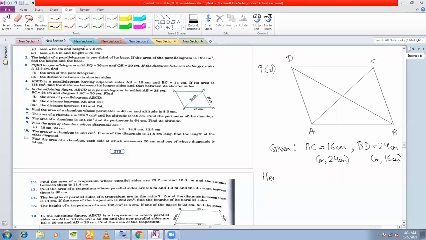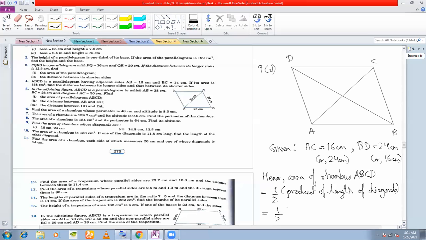Hence, area of rhombus ABCD is equal to half the product of the lengths of the diagonals. You know that the diagonals are AC and BD, so half of AC into BD, which is equal to, you know the length of AC as 16 and the length of BD as 24.